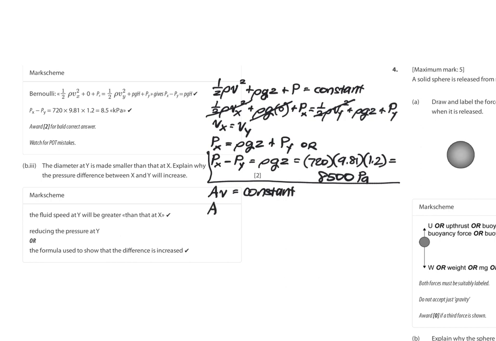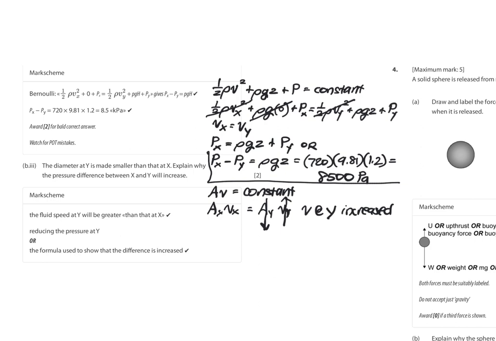So the area of x times the speed of x is equal to the area of y times the speed of y. And it says you're reducing the diameter at y, so you have a decrease in the area. We're going to have an increase in the speed. So the v at y will be increased.